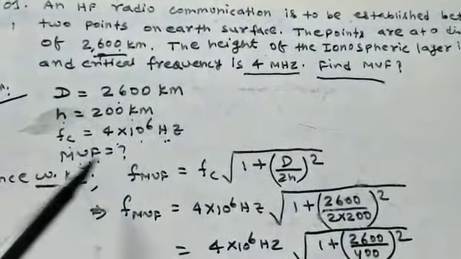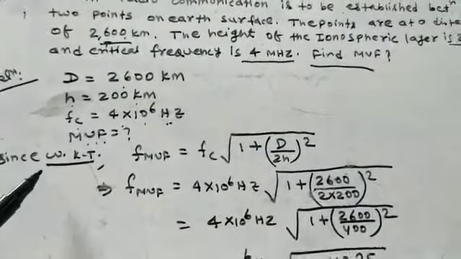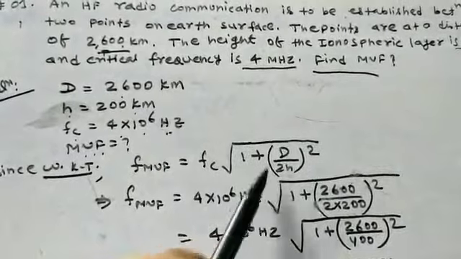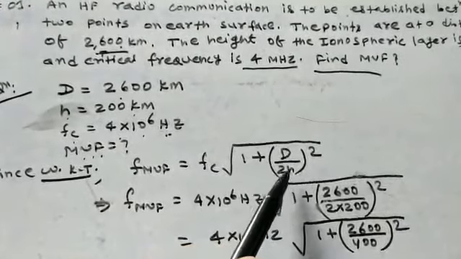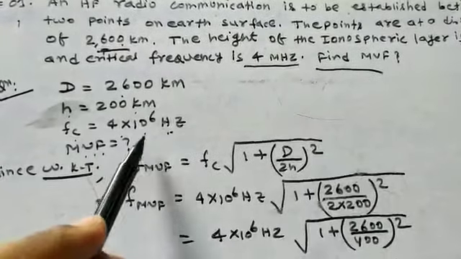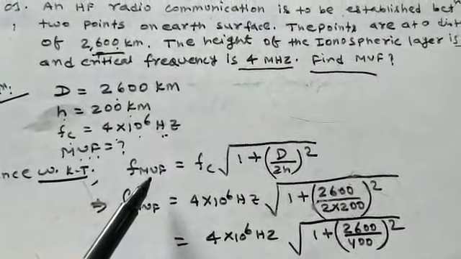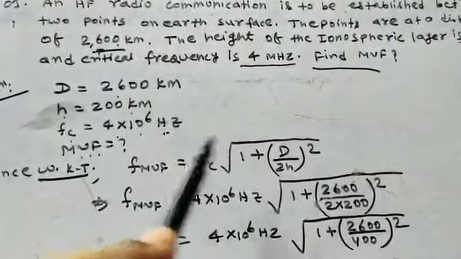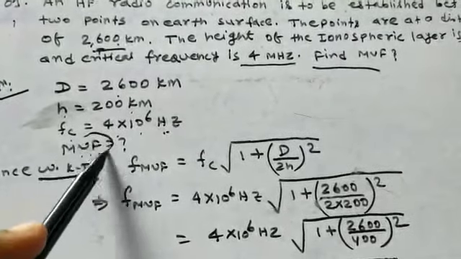This is a very simple, straightforward formula-putting question. We know from the definition of maximum usable frequency that it is equal to fc into root over 1 plus (d upon 2h) whole square, where d is the distance between the 2 points on the earth surface and h is the ionospheric height. In my last session I derived this expression for a thin ionospheric layer and flat earth surface. With the help of this formula you can easily find the value of the maximum usable frequency.